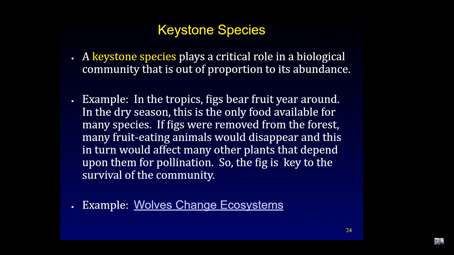In the dry season, this is the only food available for many species. If figs were removed from the forest, many fruit-eating animals would disappear, and this in turn would affect many other plants that depend on them for their pollination. So the fig is a key to the survival of the community, so it would be a keystone species.